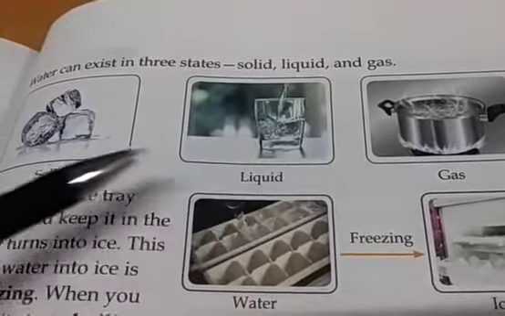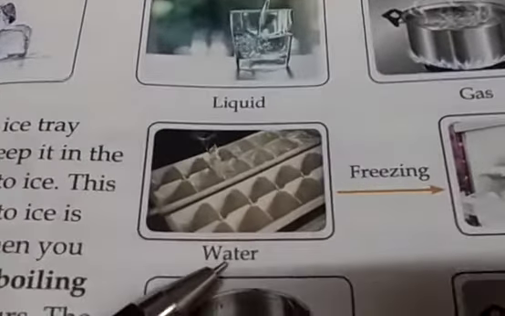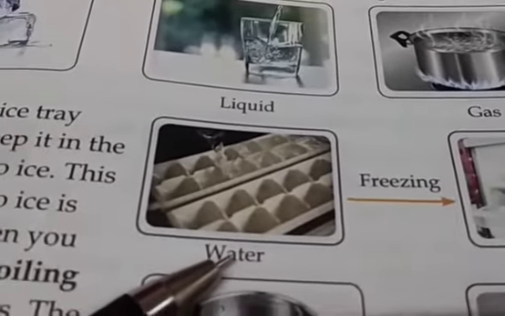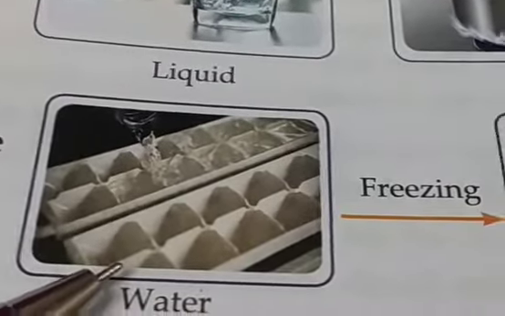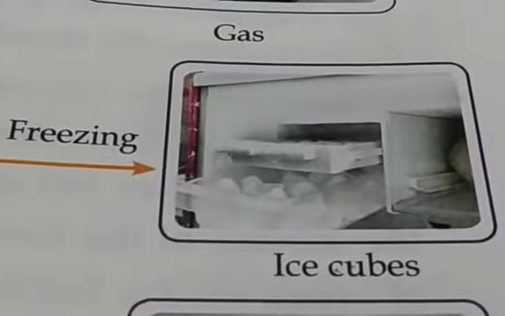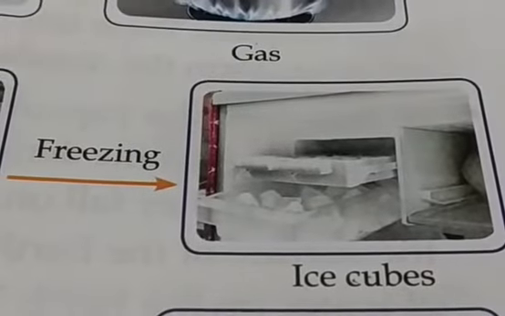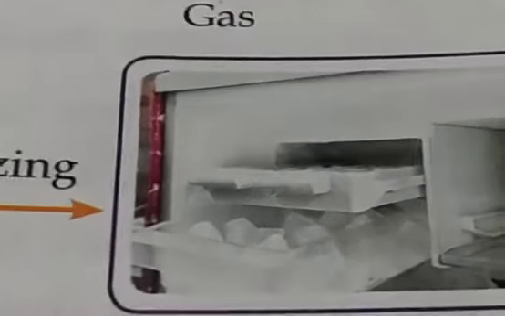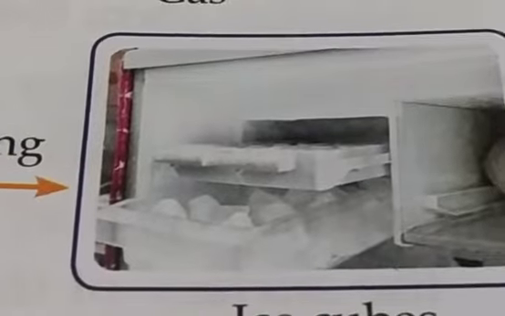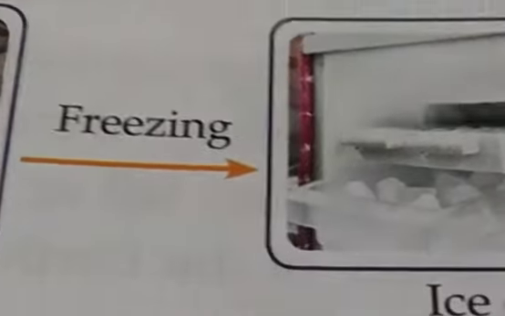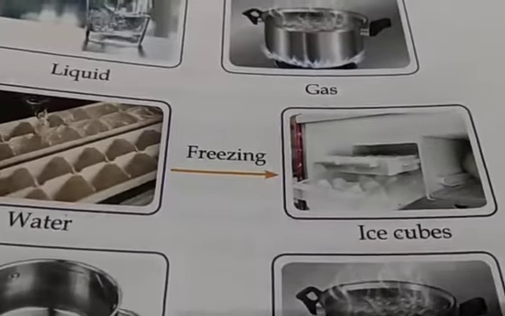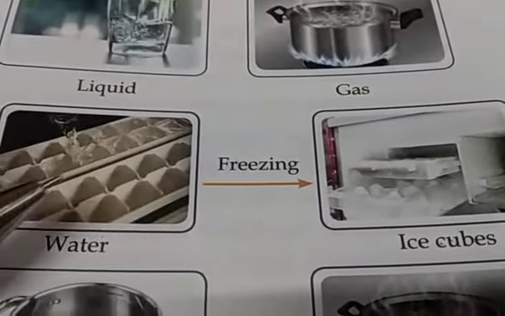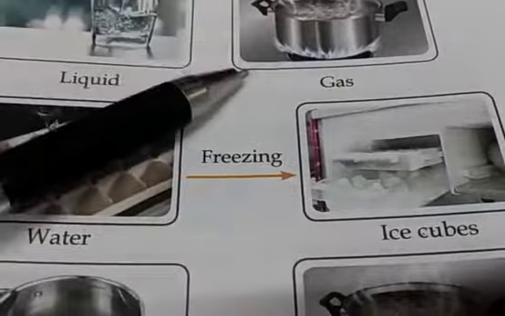When you fill an ice tray with water and keep it in the freezer, what happens? It turns into ice. The water which we have poured into the ice tray turns into ice when you keep it in the freezer. This change of water into ice is called freezing.